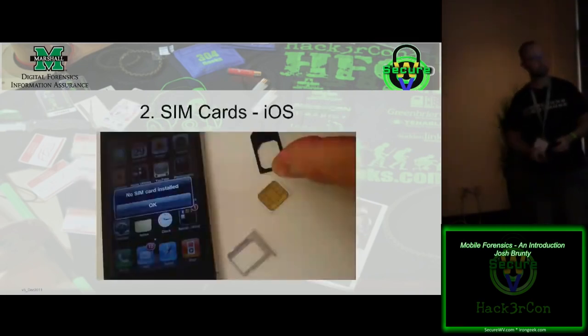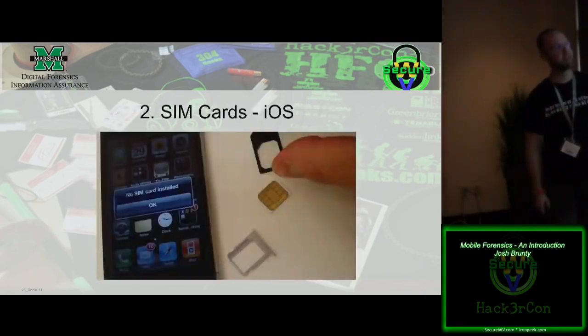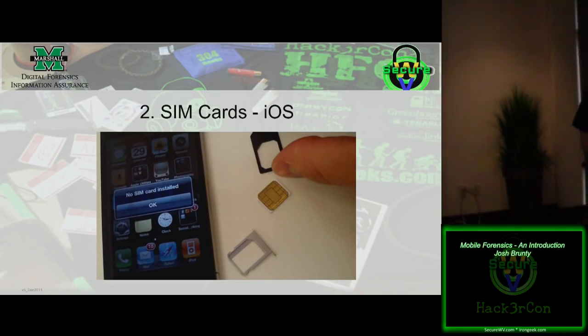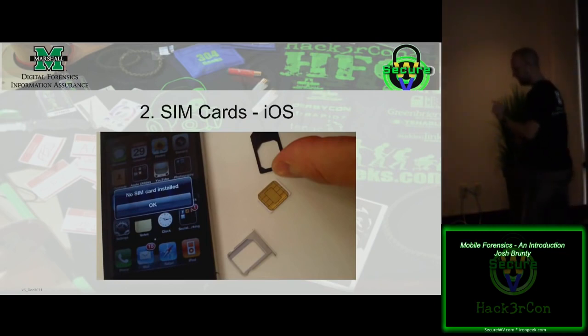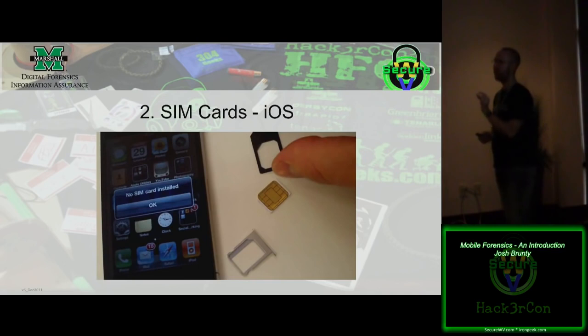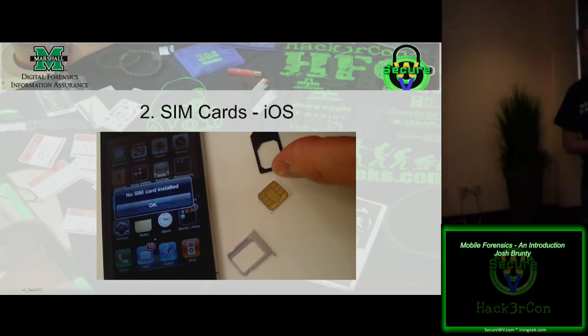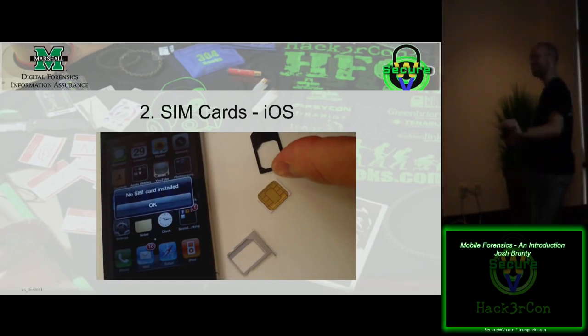So here's the thing about iOS as well that I want to bring up. This is a phone that we just pulled a SIM card from. You'll get screaming back at you, no SIM card installed. But in iOS devices, you'll have a SIM card tray. And what they used to do, and they still do, is print the actual IMSI and or ICC ID number onto the SIM card tray itself. And a lot of examiners, for the longest time, would take that to heart and literally write that down.